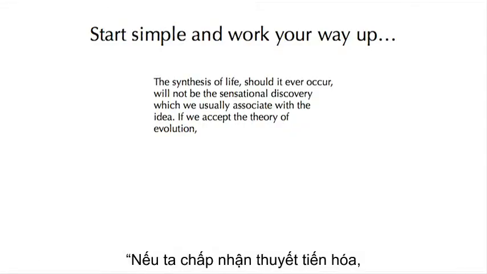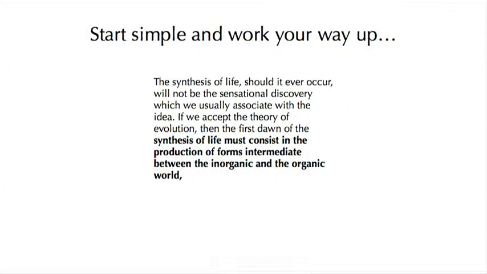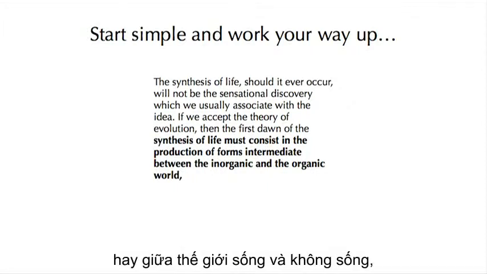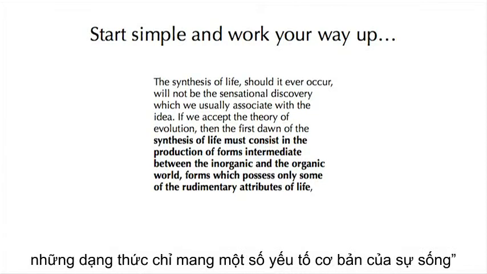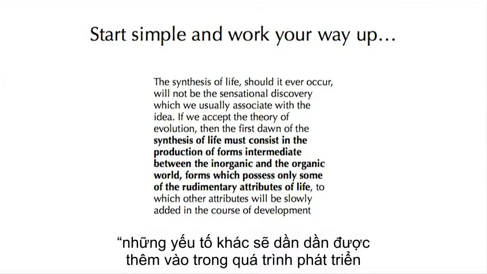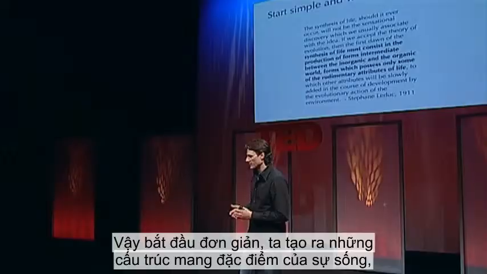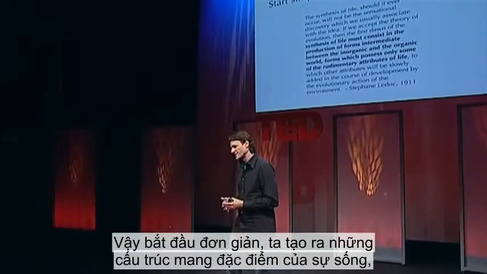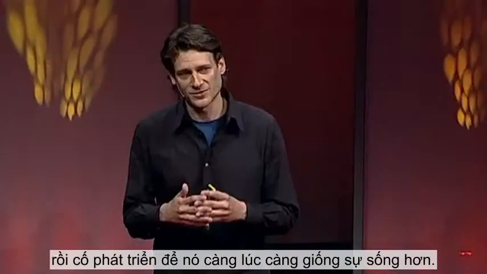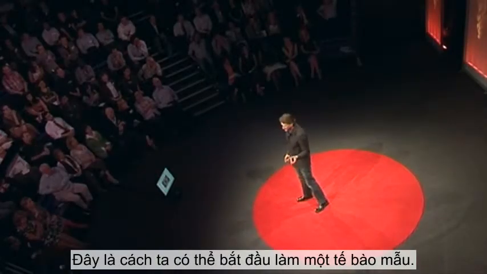If we accept the theory of evolution, then the first dawn of synthesis of life must consist in the production of forms intermediate between the inorganic and the organic world, or between the non-living and living world. Forms which possess only some of the rudimentary attributes of life, so the ones I just discussed, to which other attributes will be slowly added in the course of development by the evolutionary action of the environment. So we start simple, we make some structures that may have some of these characteristics of life, and then we try to develop that to become more and more lifelike. This is how we could start to make a protocell.